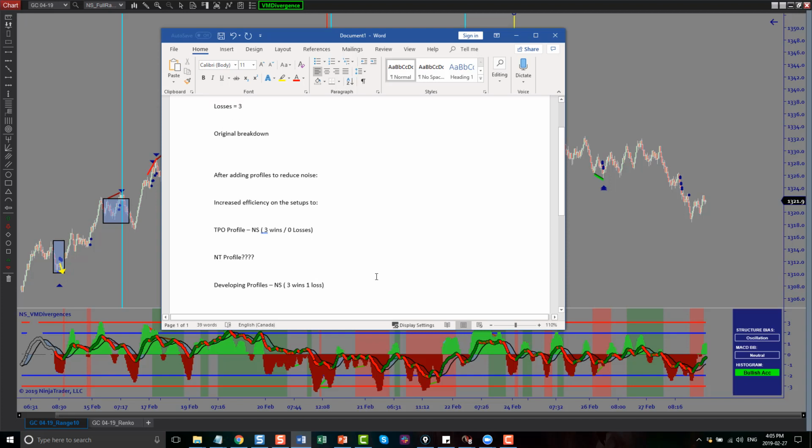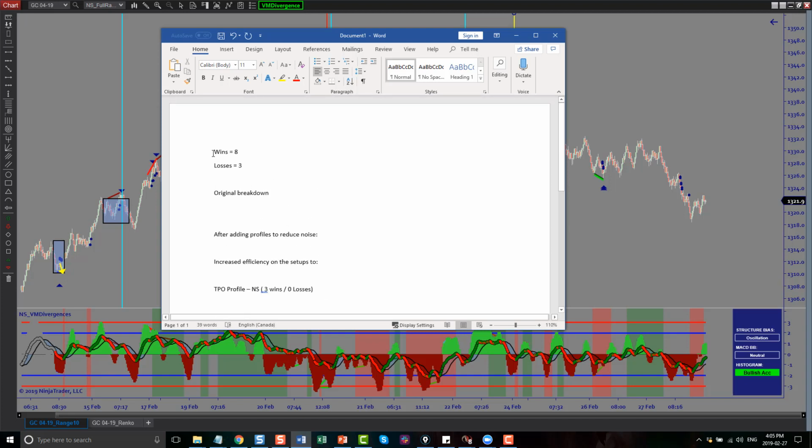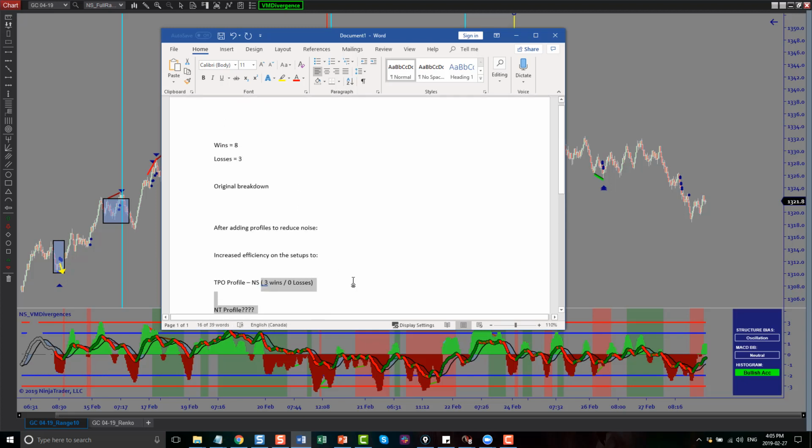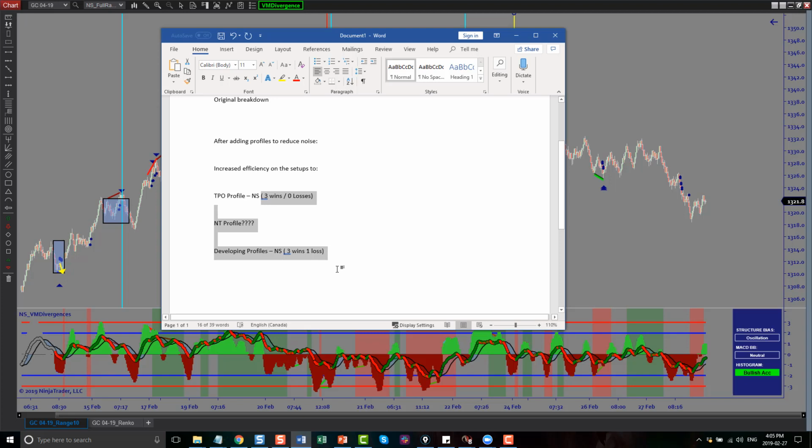So what were we able to do with the profile? We took an exposure of 11 trades. We reduced them down to either 3 to 4 trades, and we cut the losses down from 3 to 1 or 0. This is how you take a system and you increase efficiency to it. Looking at how to add value to the strategies in which you trade.